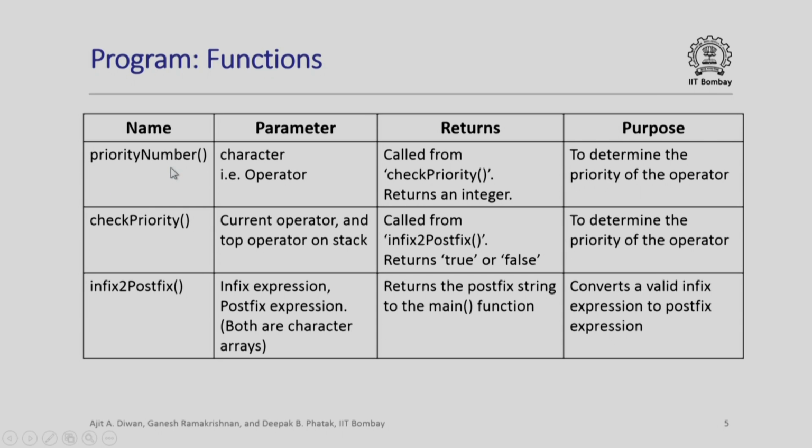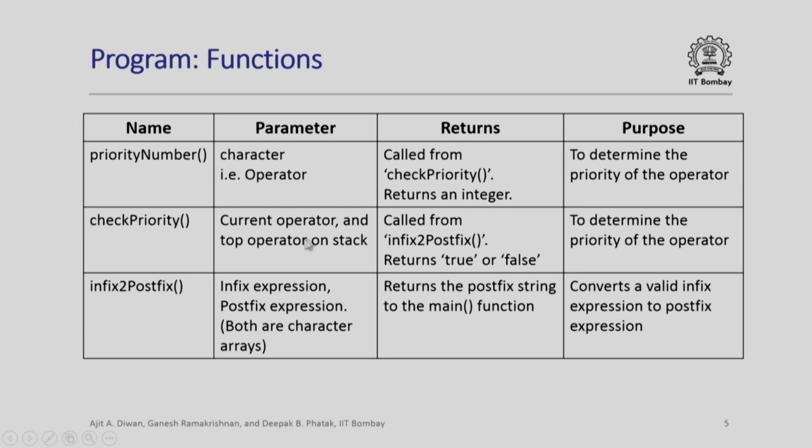Priority number is actually an artificial number which we are creating to be allocated to every operator that we encounter. So, the parameter to this particular function is a character which is an operator and it will determine the priority of the operator. The artificial numbers that we have decided are 0 for the highest priority operator, namely raised to, followed by 1 which will be used for multiplication or division, followed by 2 which will be used for addition or subtraction and so on. Check priority.